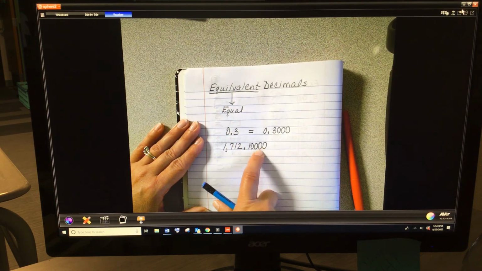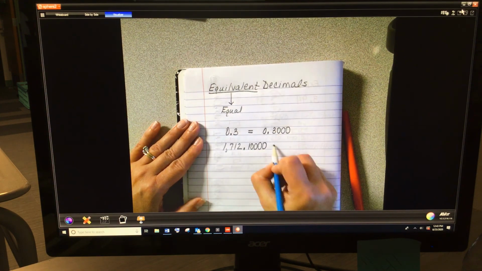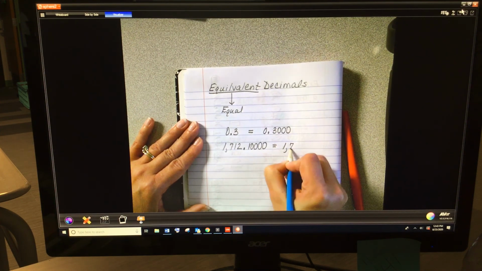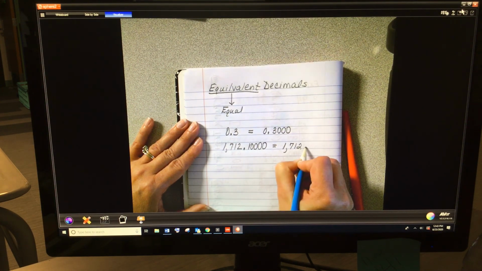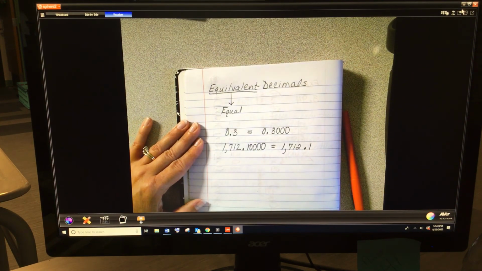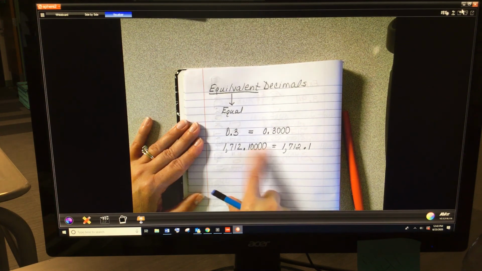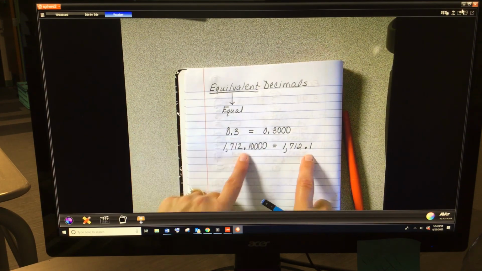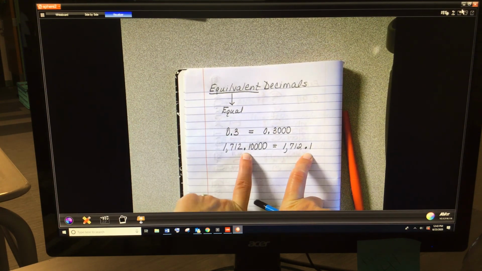But do these zeros, if we wrote them in expanded form, would we use those? No. So that means we could take them off and find out that 1.7 is the same thing as 1.7 and 1/10. These zeros right here can be taken off because that makes these two decimals equivalent.